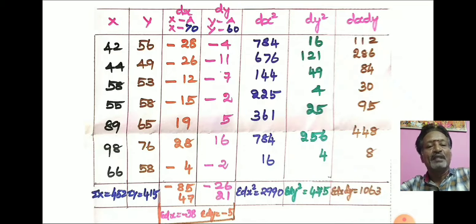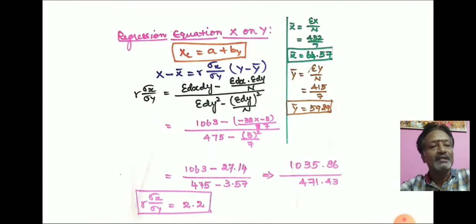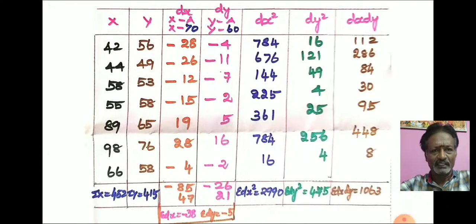So here in our sum, the total sigma x equal to 452, and how many values are given, that is, n equal to 7. If you divide 452 by 7, that value is equal to 60.57, that is the x bar value, it is in fraction. And for y bar, the total sigma y equal to 415, it should be divided by 7 to find out the y bar value. So the y bar equal to 59.29. So here both the x bar and y bar are in fraction.